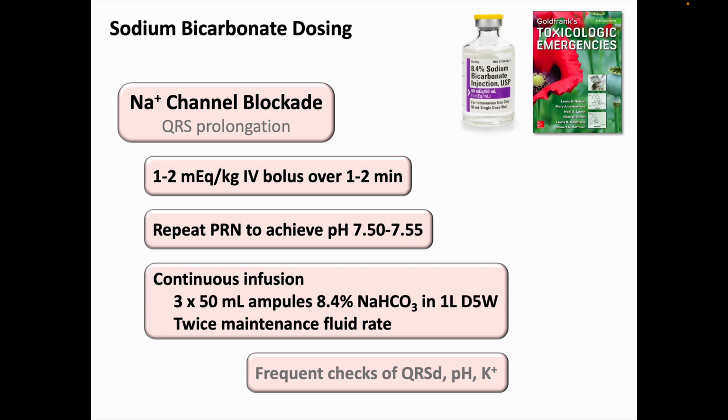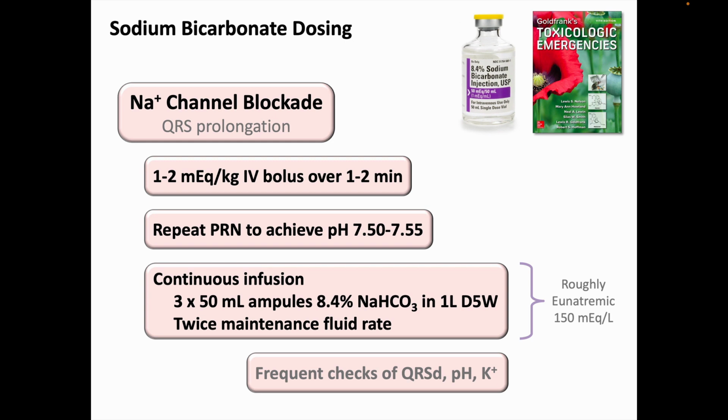Then you start a continuous infusion of bicarb, made by adding 3 50 mL ampules of 8.4% sodium bicarbonate to a liter of D5W, and run this at twice the maintenance fluid rate, so roughly 150 to 200 mL per hour in adults. And the reason for it being 3 ampules of bicarb per liter is because the resulting solution will be roughly eunatremic with serum.